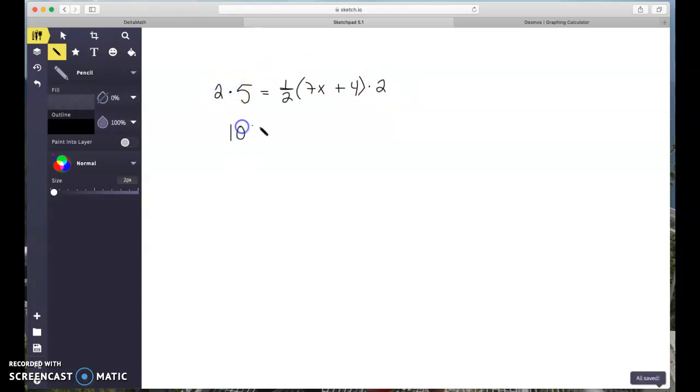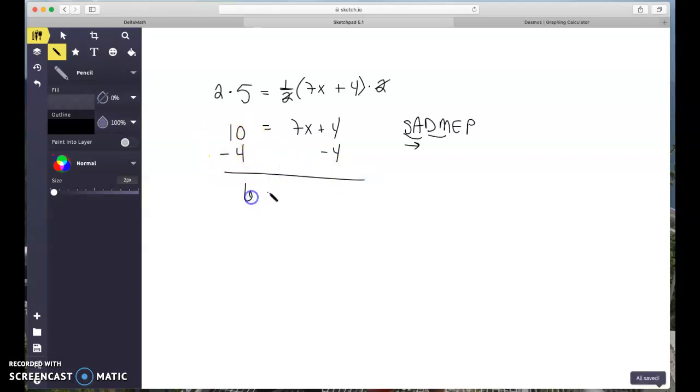2 times 5 is 10. This 1/2 and this 2 divide out to give me 1, so equals 7x plus 4. Now it's down to just a two-step equation, right? Doing my inverse operations to get x by itself. I want to undo the added or subtracted term first. So that's this plus 4. The opposite of plus 4 is minus 4.